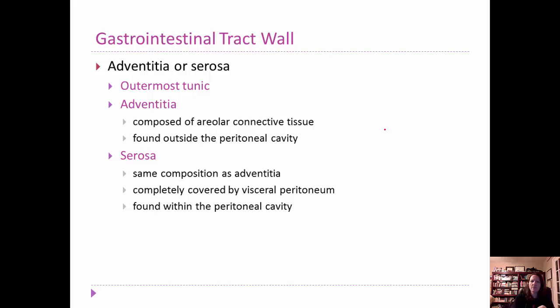All right, and last but not least, on the very outside, this is the outermost tunic here, it is going to be either the adventitia or the serosa. So the adventitia is going to be composed of an areolar connective tissue, and that is it. It is found outside of the peritoneal cavity. So this is going to be found on like the pharynx, and specifically the esophagus. The serosa is going to be the serous membrane that is going to be found in the peritoneal cavity, in that abdominopelvic cavity. So what it is, it's going to be the visceral peritoneum there.